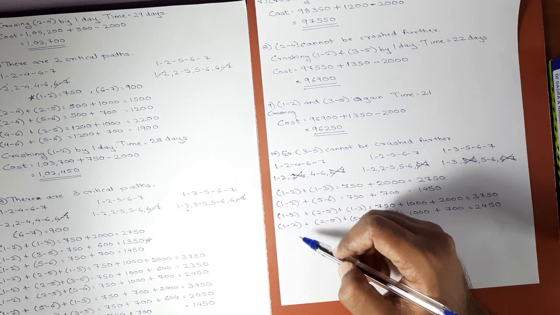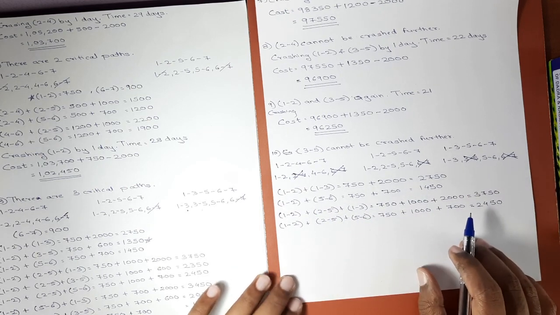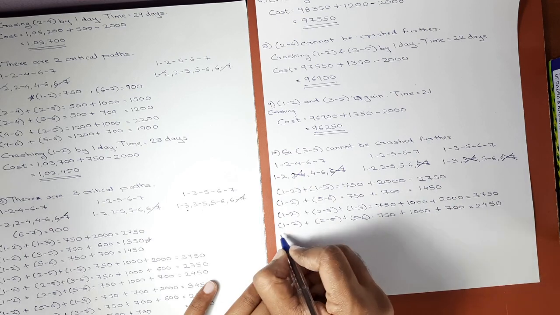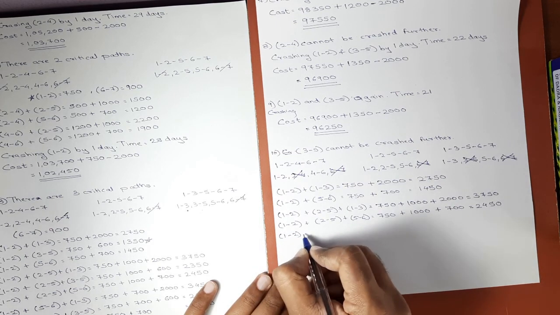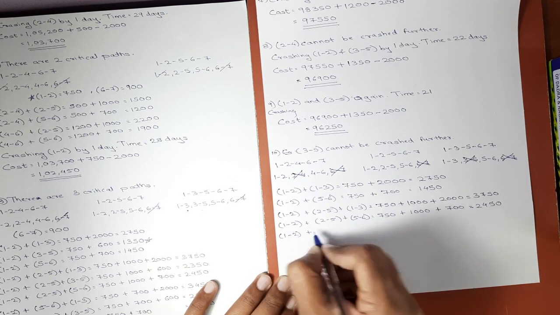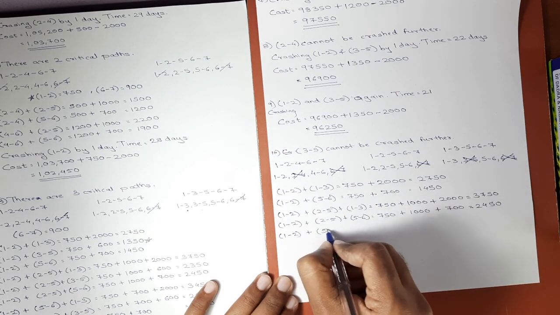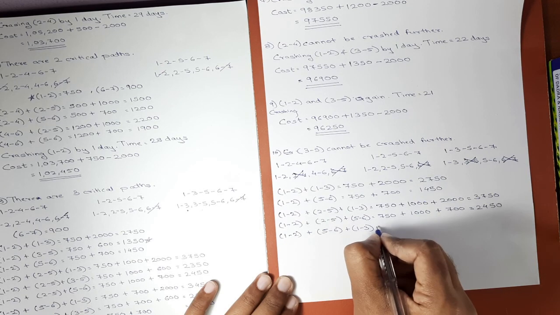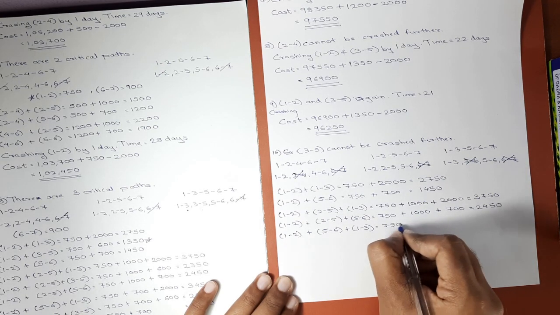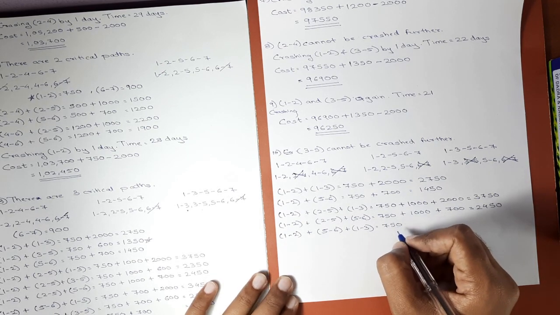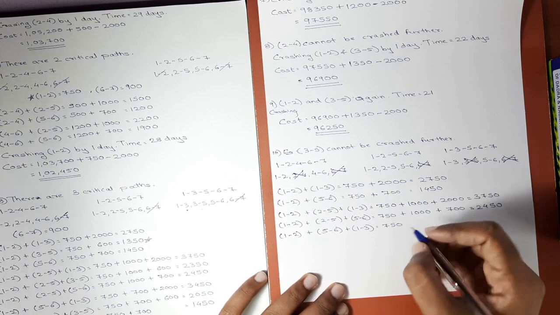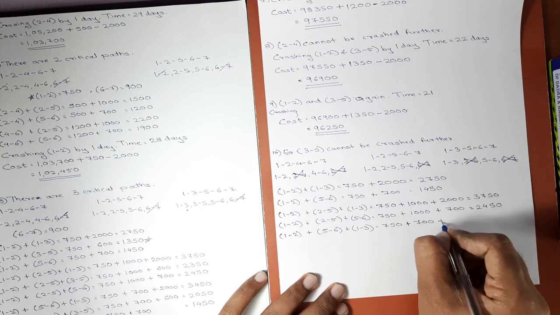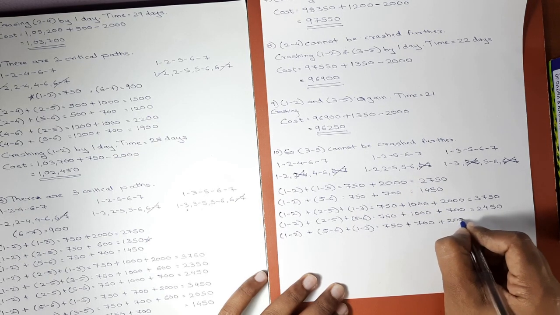Now the next will be first activity from first path, third activity from second path, first activity from last path. Cost slope of 1 2 is 750. Cost slope of 5 6 is 700. Cost slope of 1 3 is 2000.